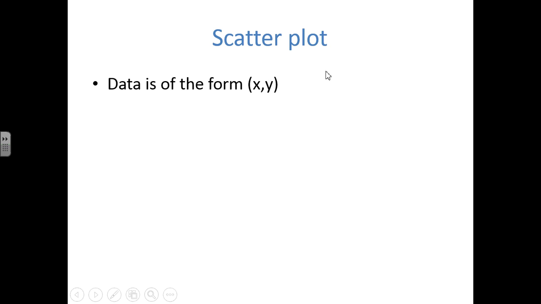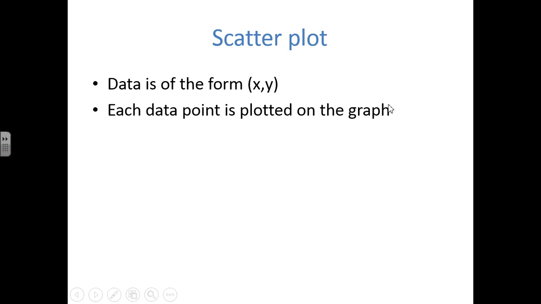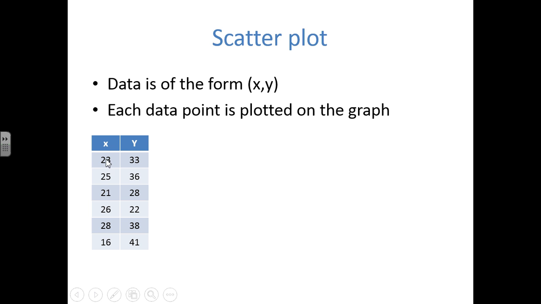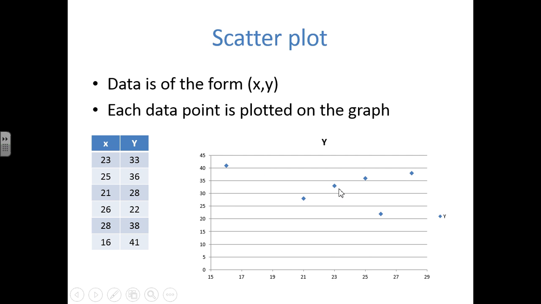A scatter plot is when you have ordered pairs of data, and then we just plot these points on the XY coordinate plane, similar to what you did in high school. So here we have an example with an X value of 23 corresponding to a Y value of 33. When we go to plot that point, there it is, an X value of 23 and a Y value of 33.